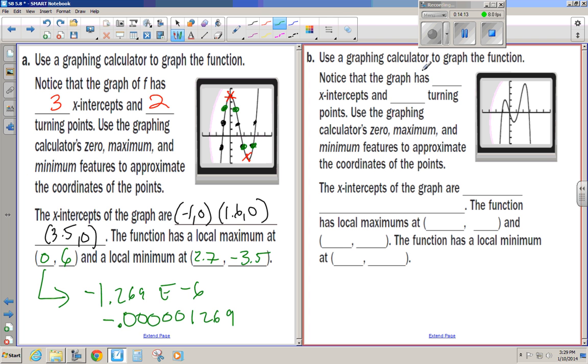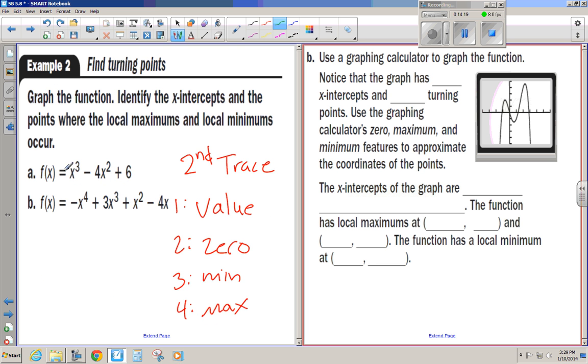All right, now use a graphing calculator to do the same thing. So we've done this one. Now do this one. Do the exact same thing. Finish the whole problem, pause the video, and check to see if we get the same answer.